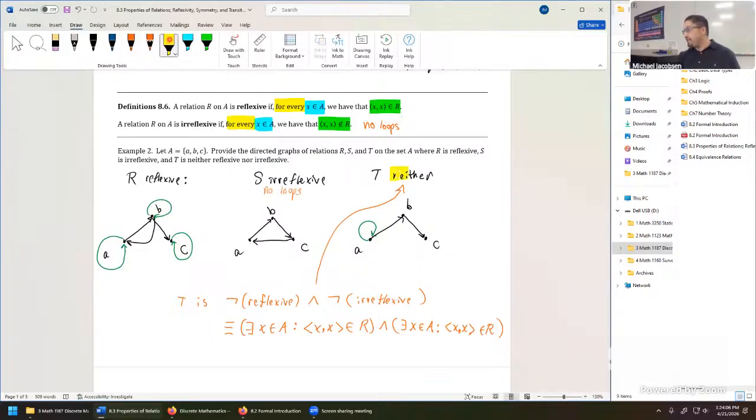And let's mention one more thing. The neither, really the critical thing was the and. Both of those things had to happen at the same exact time. The existence of an element in the relationship.